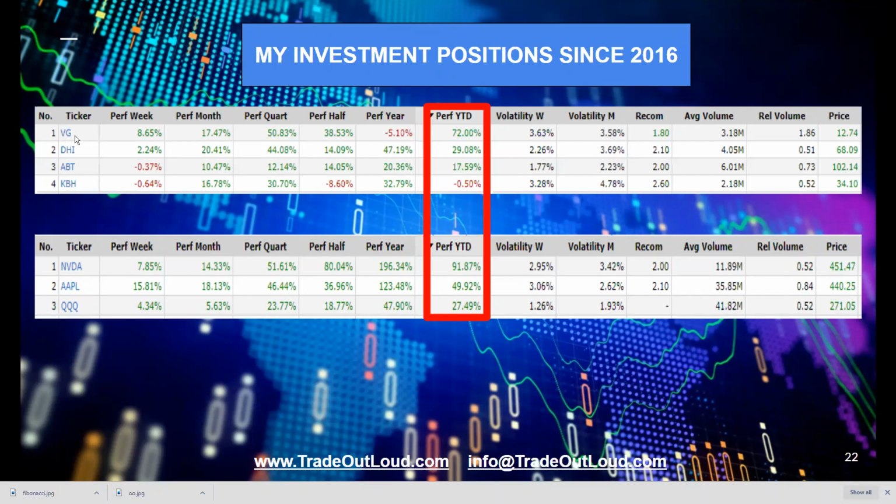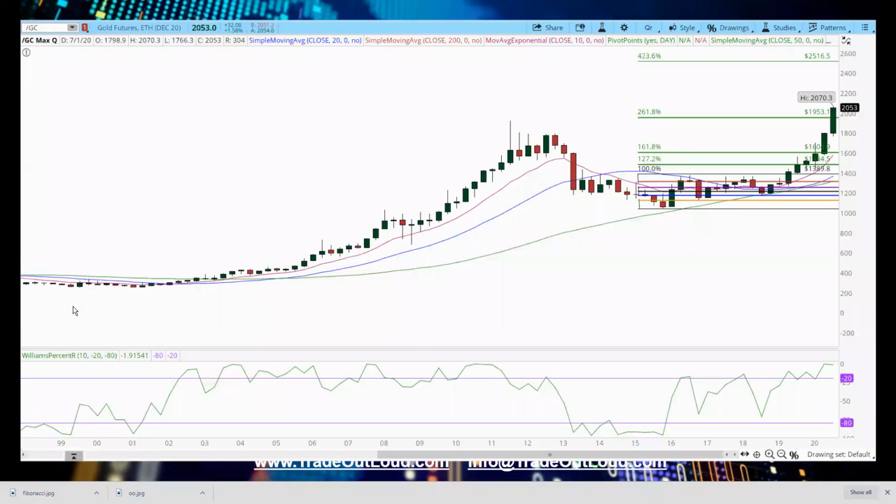So these are some of the stocks I picked up. Vonage, when it was just a baby stock, was trading in the single digits. Take a look at Nvidia, guys. I picked up Nvidia. I think it was at $34 or $36, if I'm not mistaken. I picked up Apple as well. It was very, very low, and also into the Qs. Just wanted to show you very quickly. Gold, let's take a quick look.